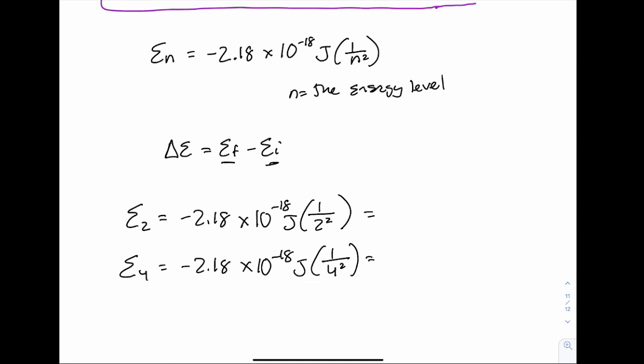And for this first one, I got a negative 5.45 times 10 to the negative 19th joules. The 2 and the 4 are exact numbers, so the 2.18 is the only thing you have for significant digits here, so 3. So I'm typing in the second one here. And I got a negative 1.36 times 10 to the negative 19th.